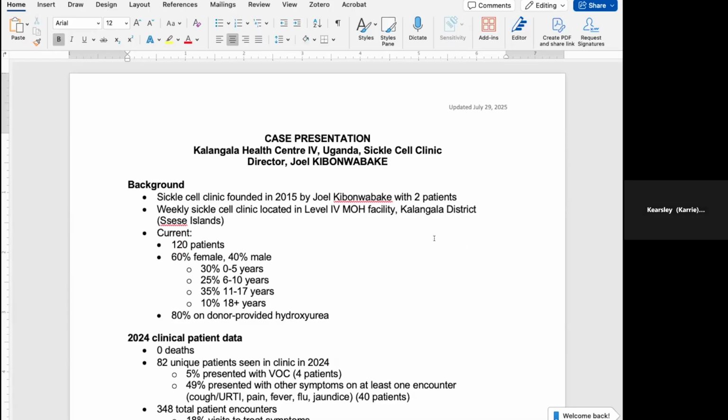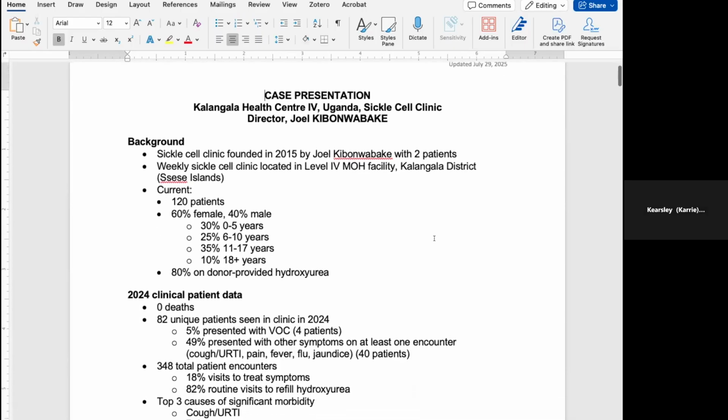So we're going to talk for about 5 minutes. I'm going to start with the introduction, and then I'm going to hand over to Musau Joel Kibonyo-Abake, who is the clinician, to present the case. So I have been working with Joel and his team at the Kalangala Health Center for about 5 years since COVID, collaborating at their sickle cell clinic. Their sickle cell clinic was founded in 2013 or 15 by Joel himself with 2 patients. It's now grown to 120 patients.